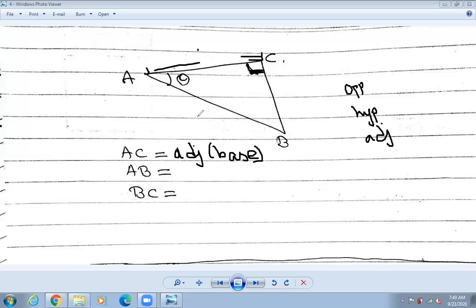Why is it base? Where there is both 90 and reference angle, that is called base. This line where the two angles are. So where there are two angles, what do we call it? We call it base. Okay.